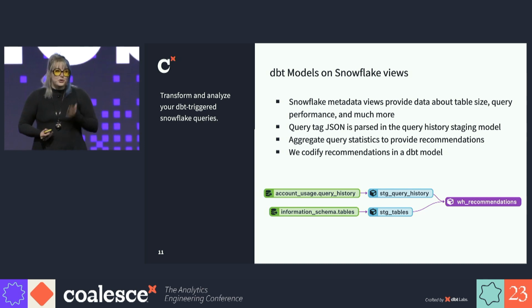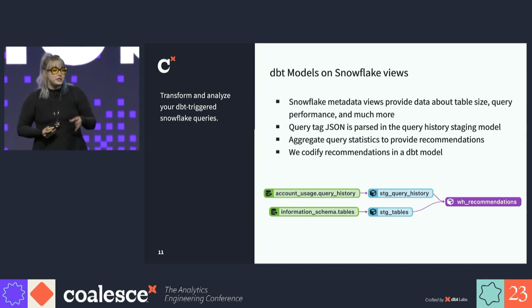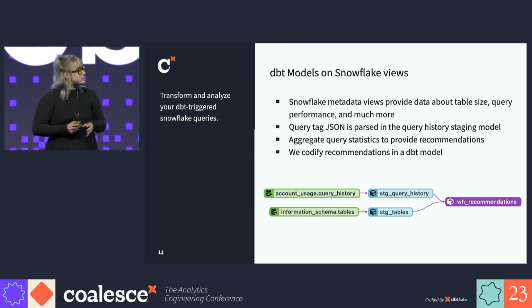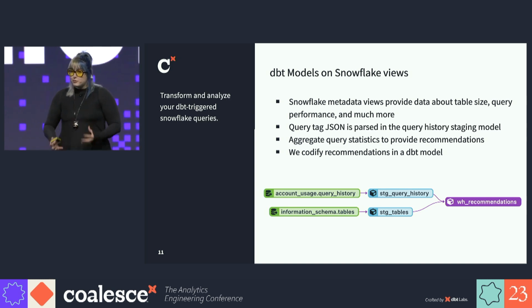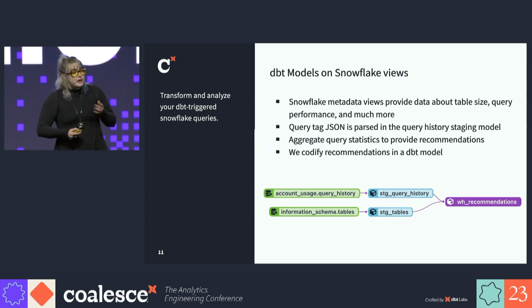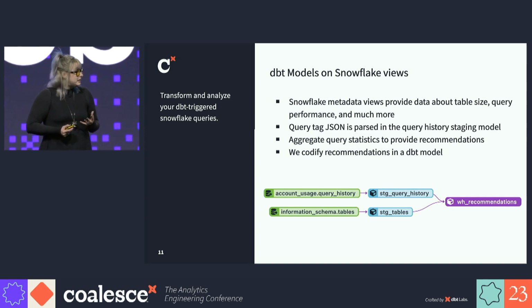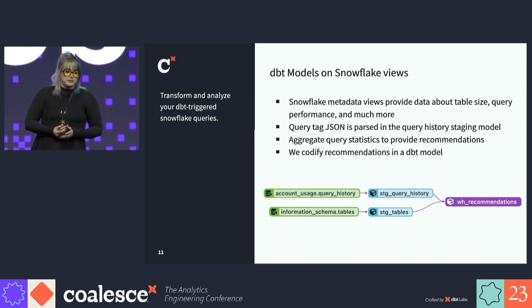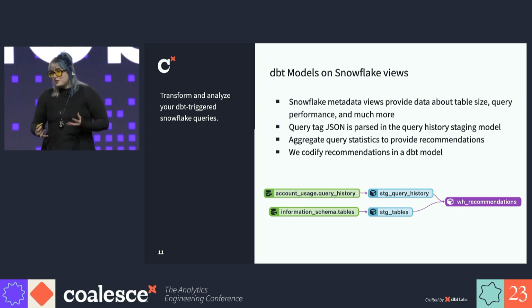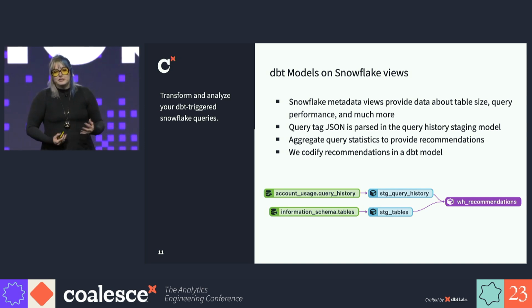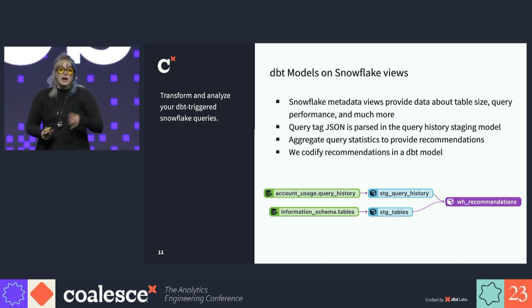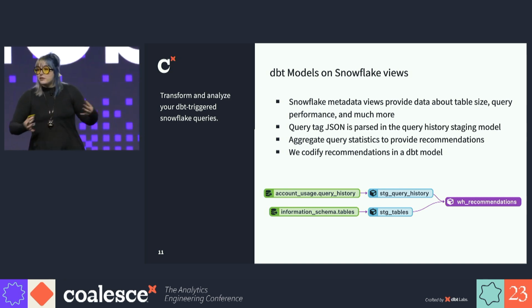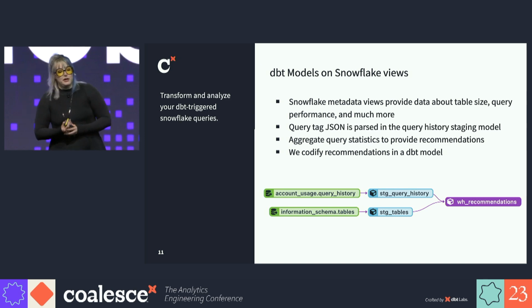Once we've started to track information about which DBT models are associated with which specific Snowflake query invocations, we can actually start to do some performance analysis on top of them. Here, we're going to use the Snowflake metadata views to inform us. Snowflake provides a bunch of information to us about our Snowflake instance at different grains. Some are in the information schema at the database grain. Others are in the Snowflake database in their account-wide statistics.